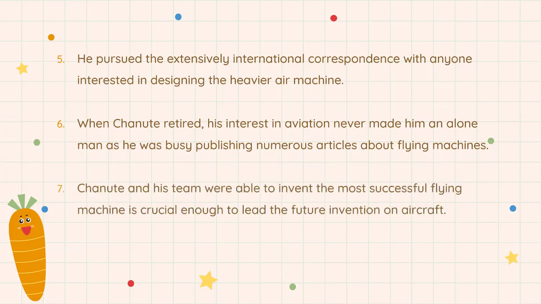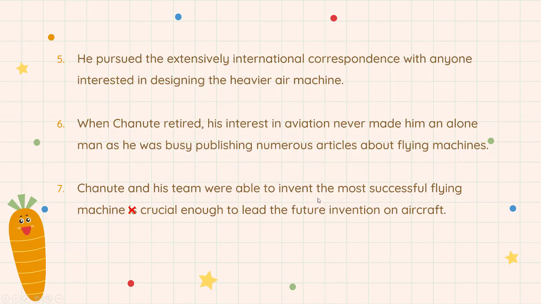Number 7, Jeannot and his team were able to invent the most successful flying machine is crucial enough to lead the future invention on aircraft. Okay, it is. Some of you may think why it is wrong. It is correct because before the adjective we need to be oriented verb. Oh yes, but in this sentence we have this is simple sentence, so we have already had the predicate, that is were. That's why we don't need is here.